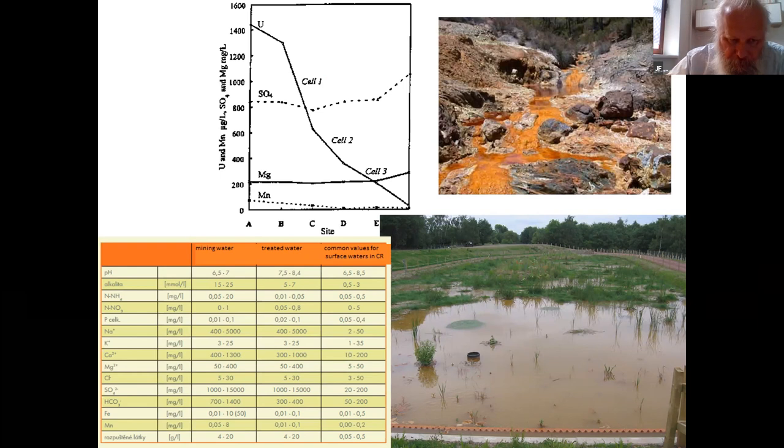And the table here shows water parameters in the mining water, then in the water that goes through the wetland. So this is treated water, and its comparison with common surface water in the Czech Republic. You can see that in many parameters like alkalinity, iron particularly, also manganese and some other parameters, we can get a substantial reduction in the content of these impurities due to passage through a wetland.